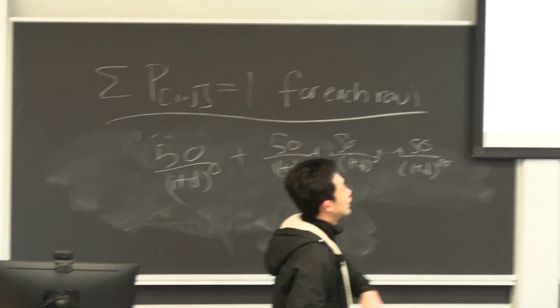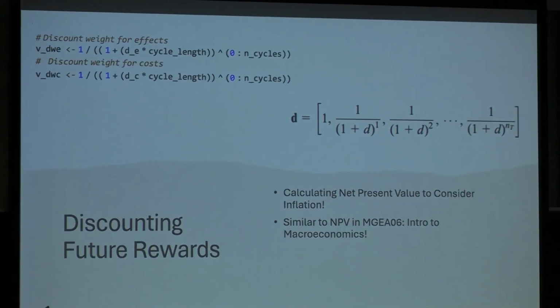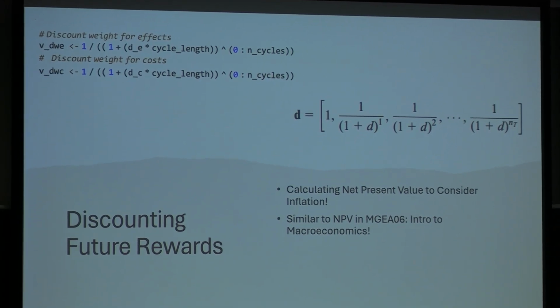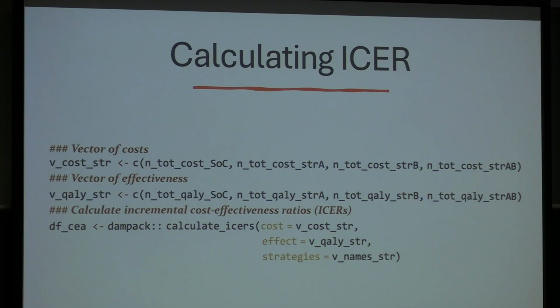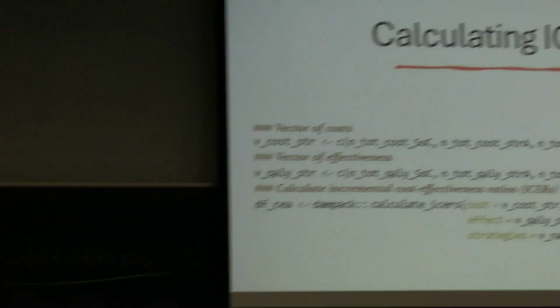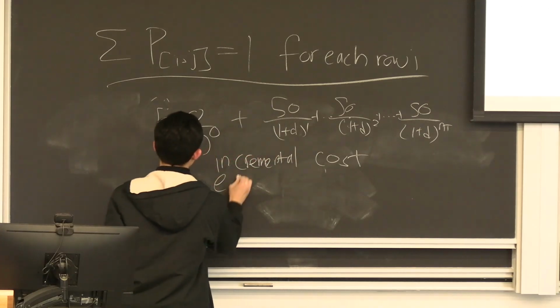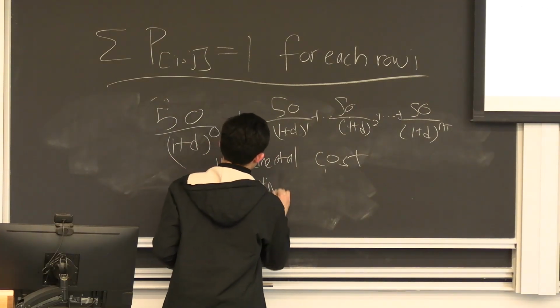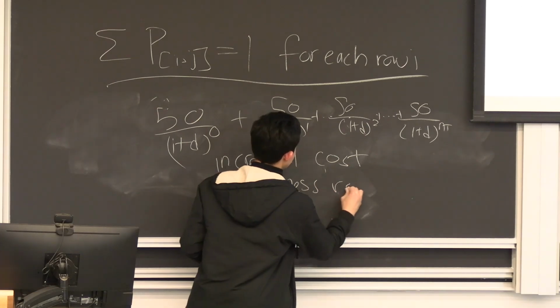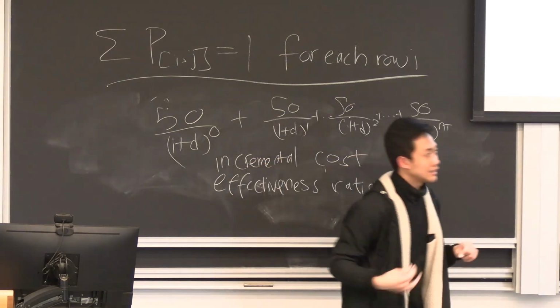In R, we just use the 0 column, the number of cycles, and use the exponential operation. So very simple in R. And we want to calculate the ICER. So what is ICER? It is the incremental cost effectiveness ratio. So what does ICER mean?